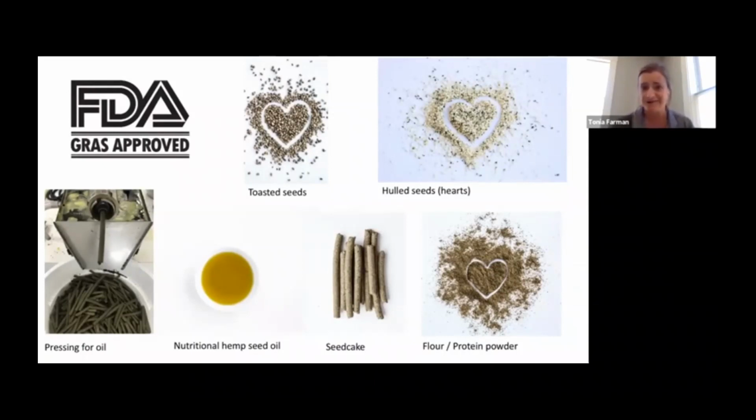The hemp-derived ingredients that do have that GRAS status are toasted seeds, hulled seeds, or hemp hearts. When we press for oil, we of course get the nutritional hemp seed oil, and then we get the seed cake, which is the crushed seed residual from pressing for oil. And you can see in that photo, it's all crushed and held together there. And then further down the line, we will mill and concentrate that seed cake into flour or protein powder that can be used for baked goods and such.